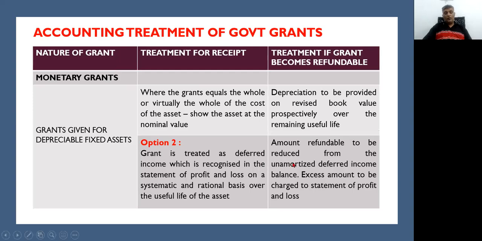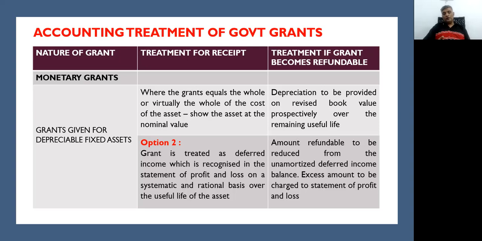Now, what happens in this case? If this grant becomes refundable, then you have to do the opposite. The amount refundable is to be reduced from the unamortized deferred income balance, and the excess amount to be charged to statement of P&L. Let me give an example. I took this 16 lakhs example, right? So when you receive 16 lakhs as a government grant, and we are choosing option number 2, which is taking it as a deferred income, let's take useful life as 4 years. So 16 lakhs by 4 is 4 lakhs every year.